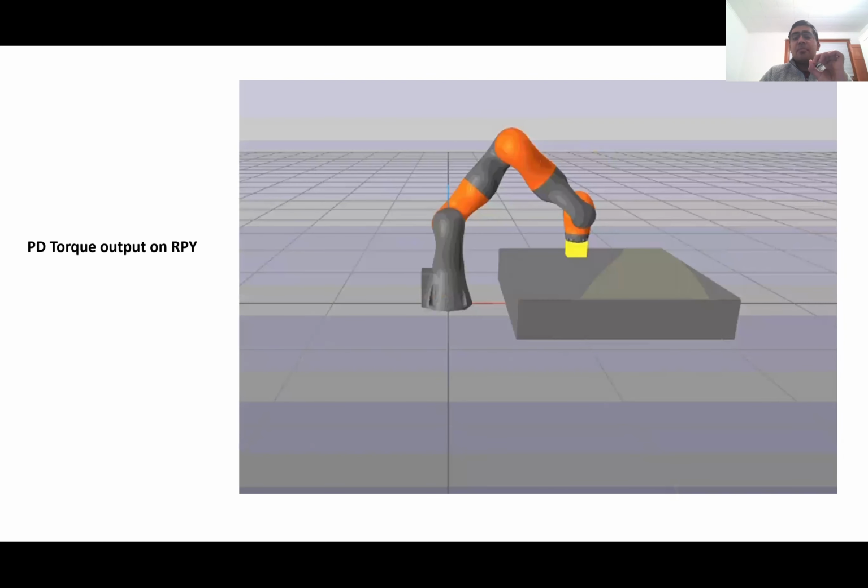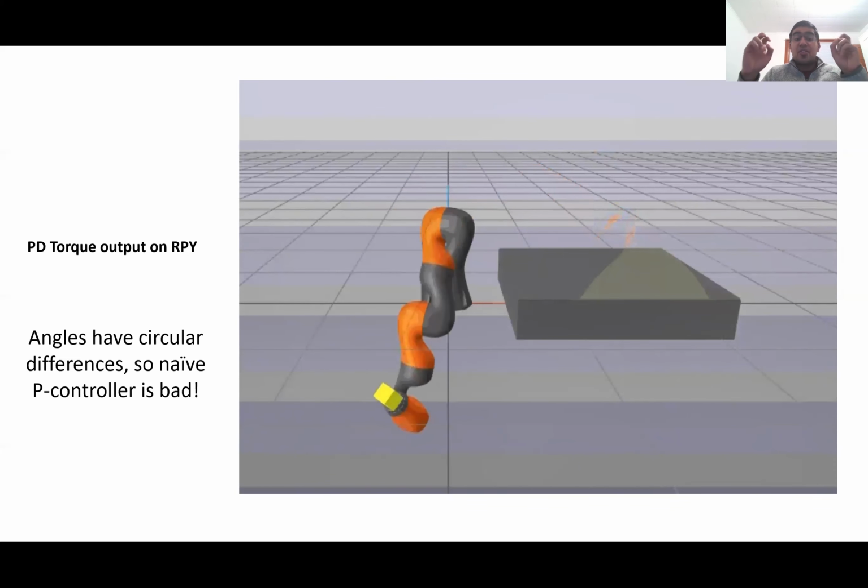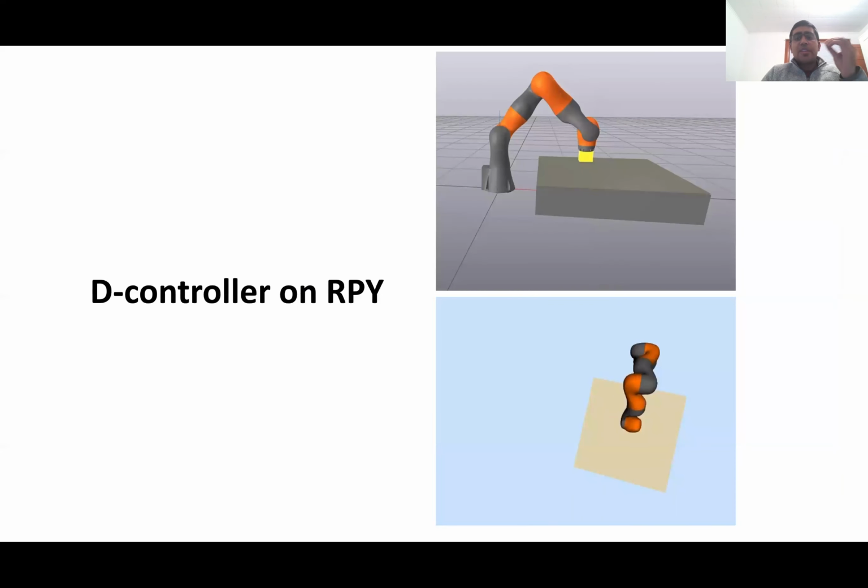So we decided to implement a PD controller on roll, pitch, and yaw. However, while this did better, it still didn't work because of the circular difference property of angles. So this makes a naive P controller on RPY bad. So we settled for a simple D controller on RPY, and this produces a great trajectory that keeps constant force contact with the table, just like we need for wiping.